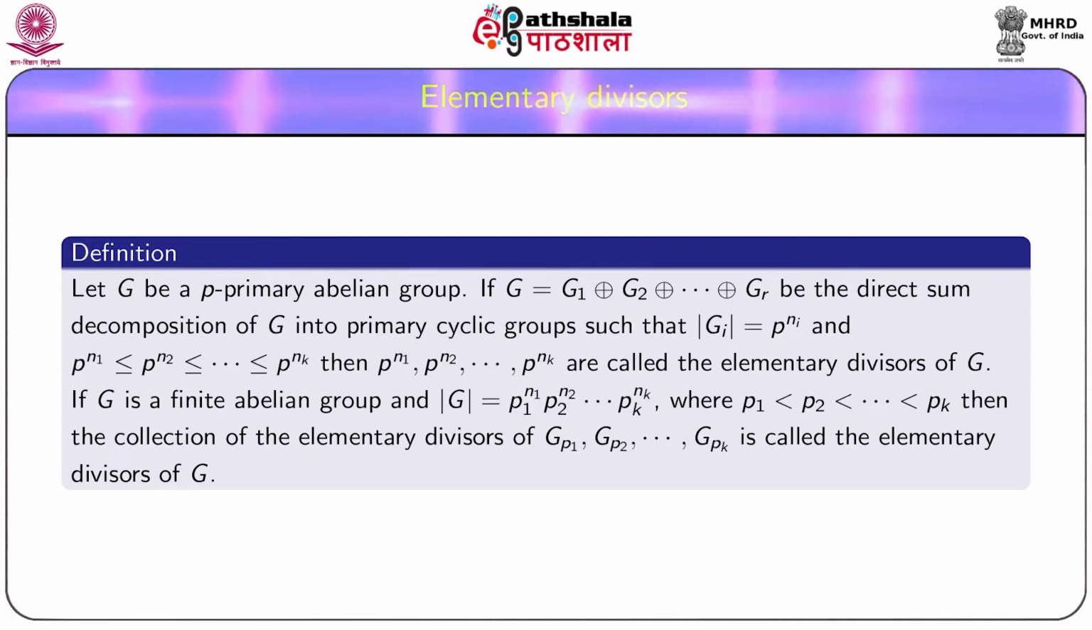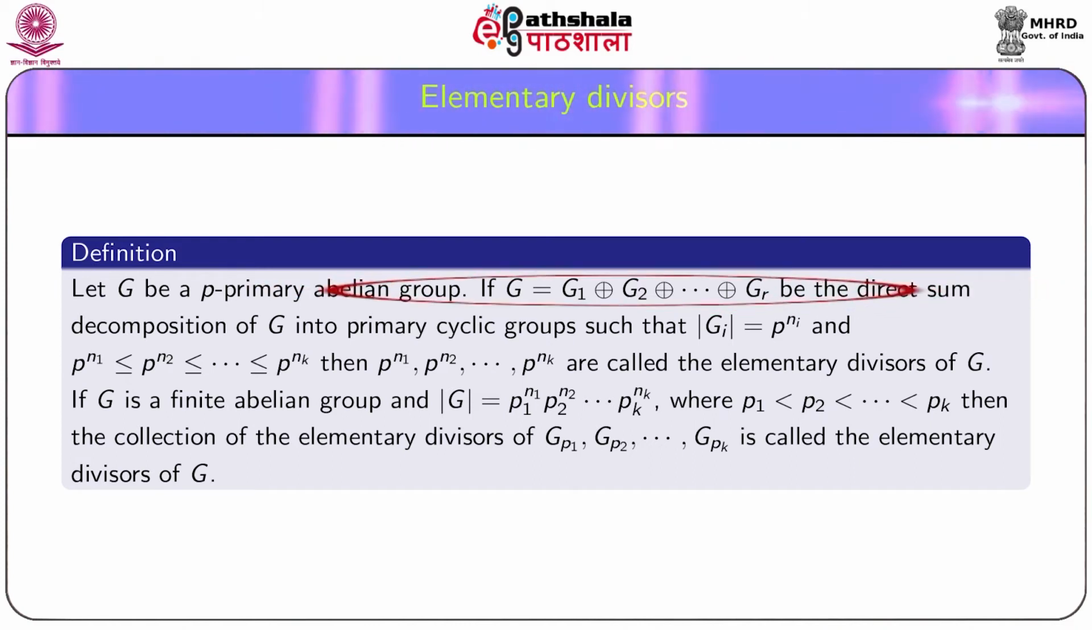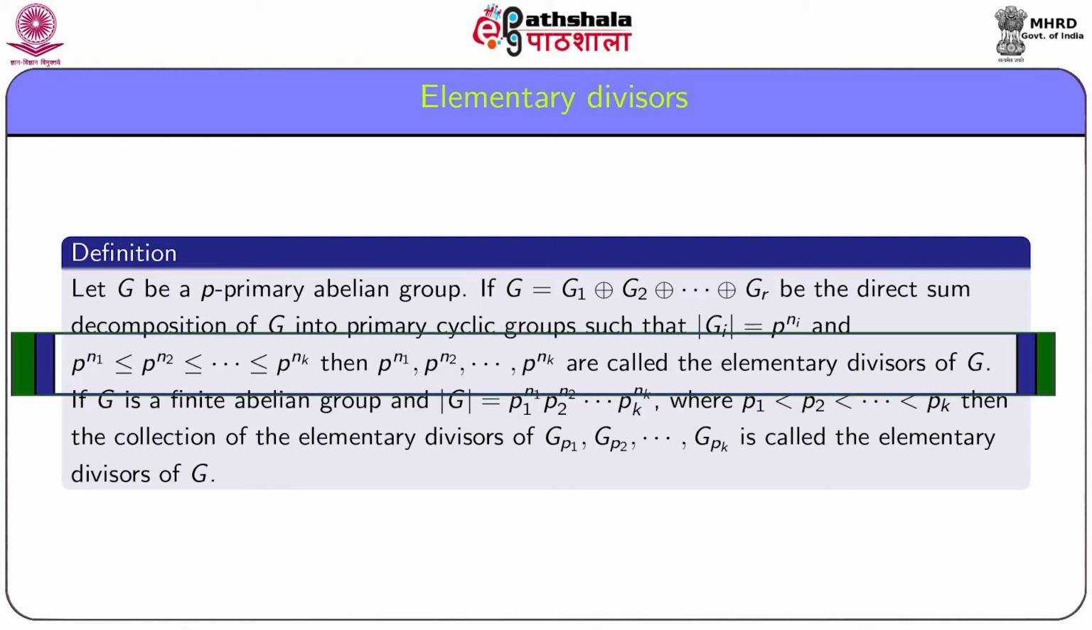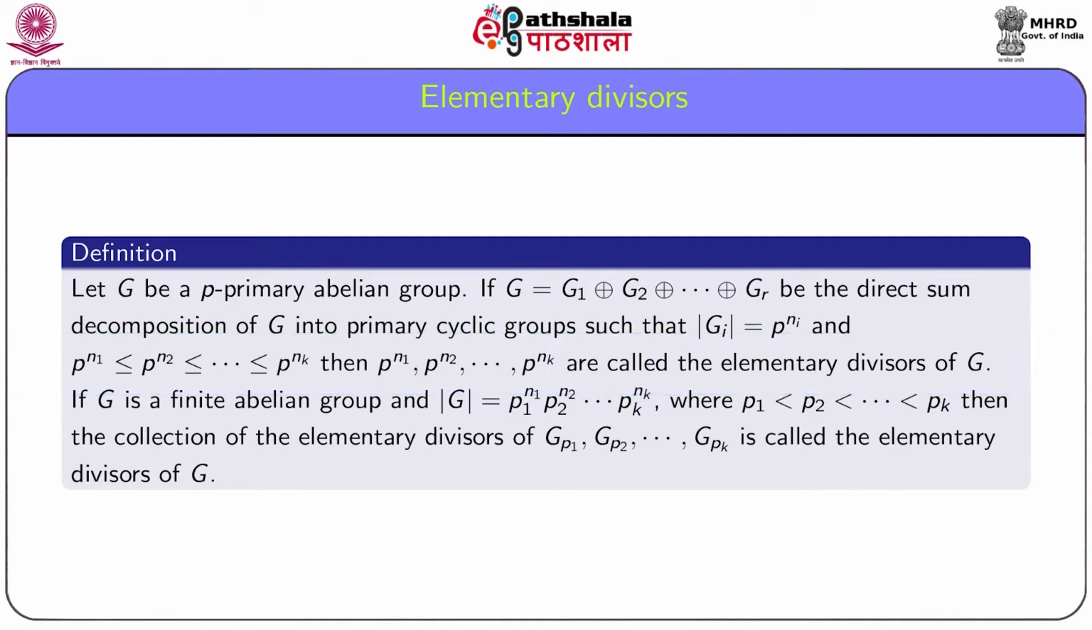Let G be a p-primary abelian group. If G is the direct sum of the primary cyclic groups G1, G2, ..., Gr, where the order of Gi is equal to p to the power ni, and p to the power n1 is less than or equal to p to the power n2, which is less than or equal to, and so on, less than or equal to p to the power nk, then p to the power n1, p to the power n2, and so on, p to the power nk are called the elementary divisors of G.